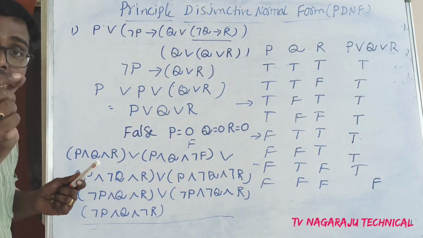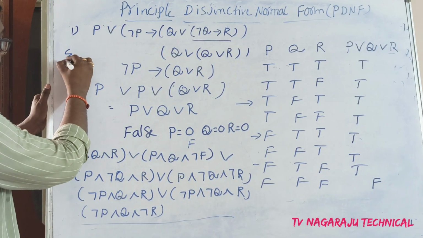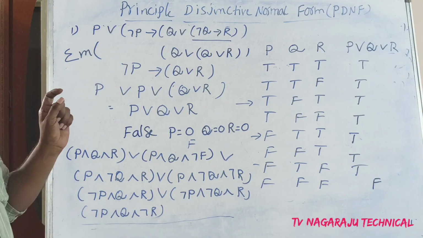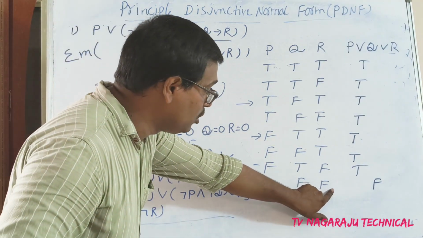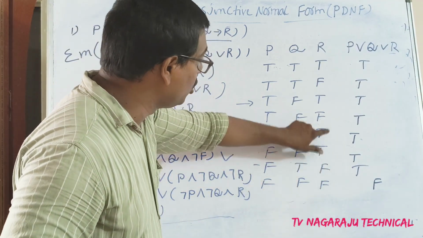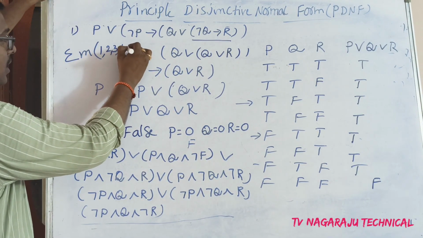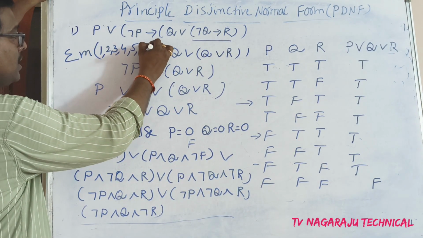We can represent this one in the form of sigma also. Sigma m of, what are the values? The rows that are zero are excluded, and all the remaining ones are considered: 1, 2, 3, 4, 5, 6, 7.